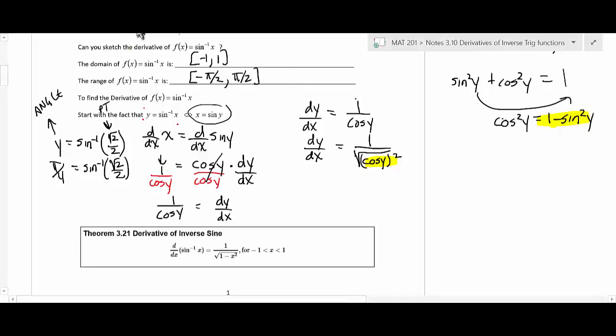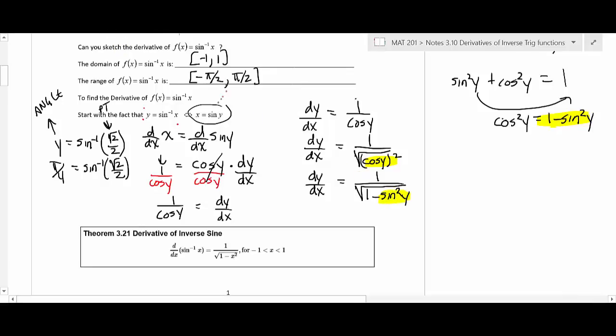So now I have dy over dx is equal to 1 over the square root, and I replace that with 1 minus sine squared y. So we're actually fairly close to having this done now. There's one other thing we have to do on the problem, and you have to look at this carefully. We actually know what this is.